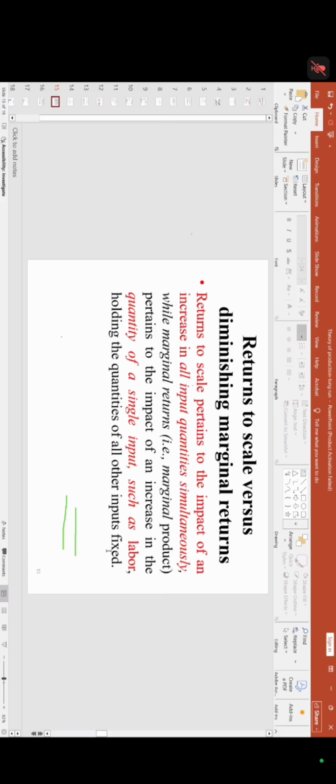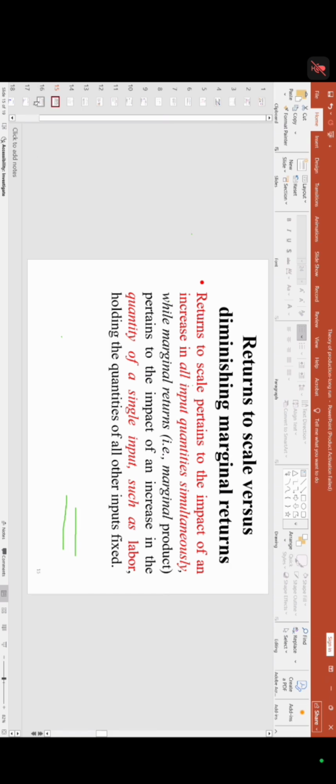Clear? So diminishing marginal return we have learned, right? Do not confuse return to scale with diminishing marginal return. When we said diminishing marginal returns, we increase one input and see how much the return changes, whether it is diminishing or increasing. But return to scale tells us how the output is impacted when the inputs are increased. Is it constant, increasing or decreasing? Clear?